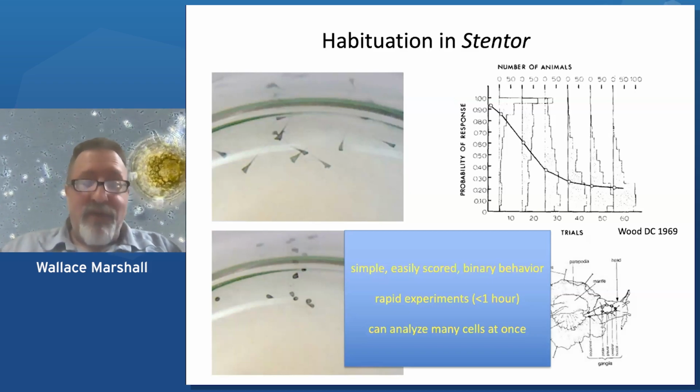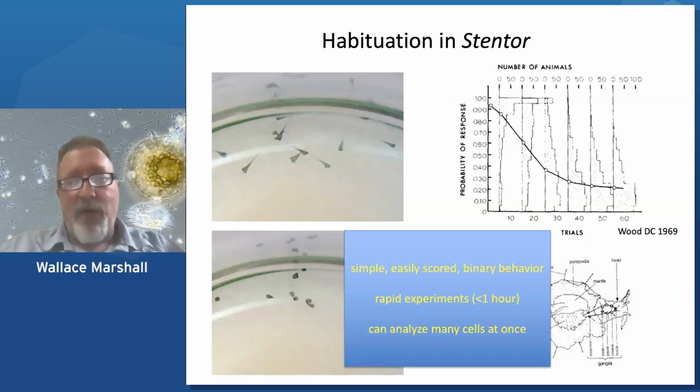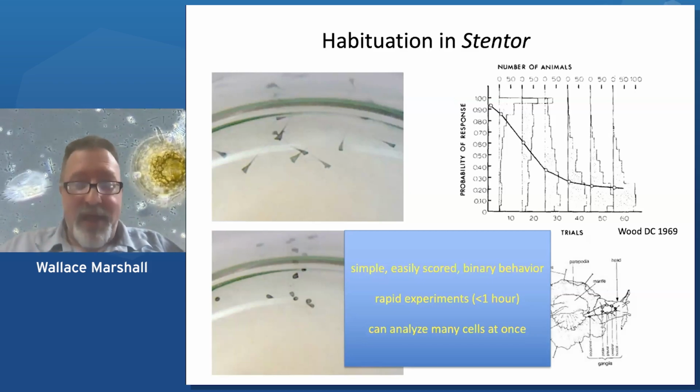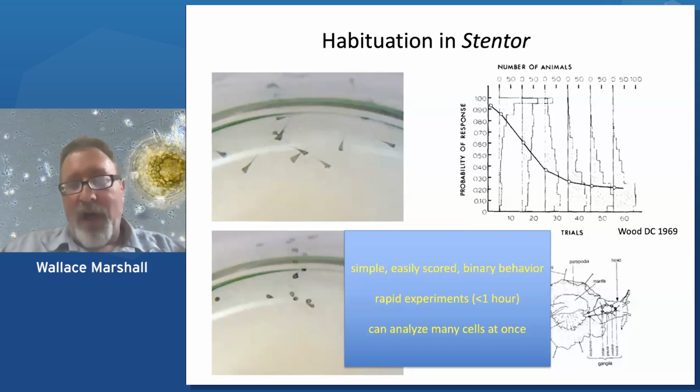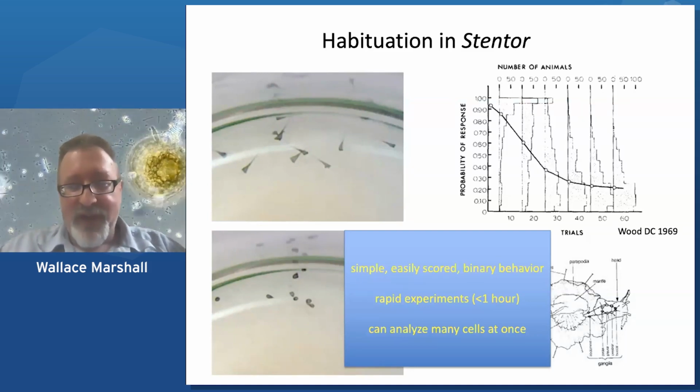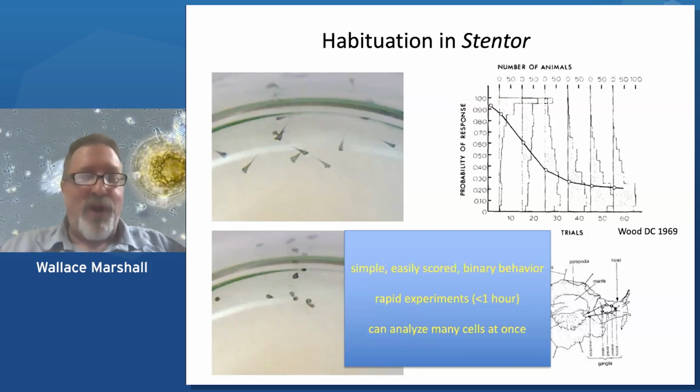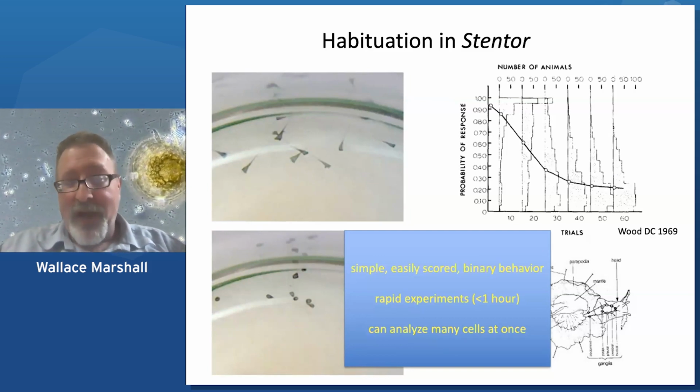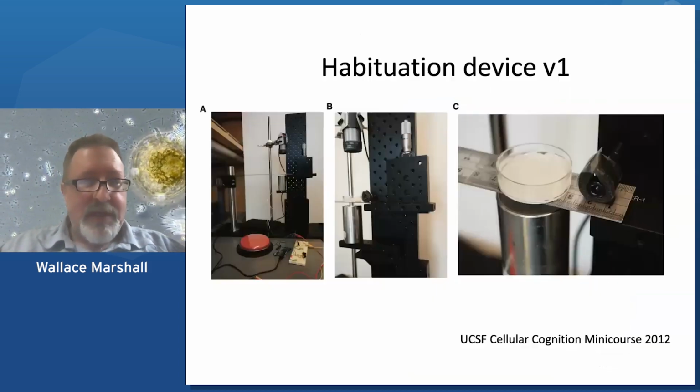Also, the experiments are very rapid, so you can do the entire thing in an hour, which means that in one day you can actually do many experiments. And because you have cells growing in a dish, you can do a whole lot of cells all at once under identical conditions. So it has a lot of experimental convenient features. The price you pay is that it's this weird model system for which there's very little known at a molecular level, but we're trying to overcome that limitation.